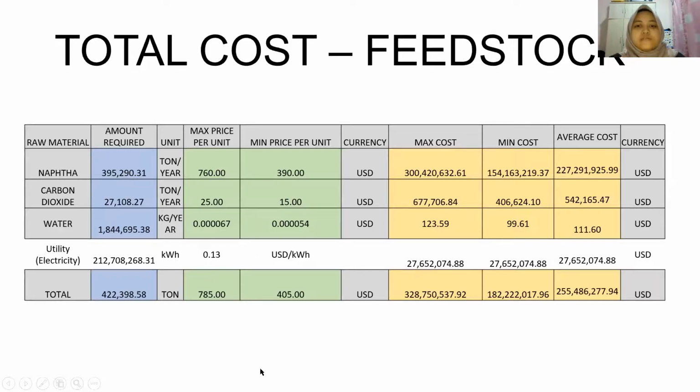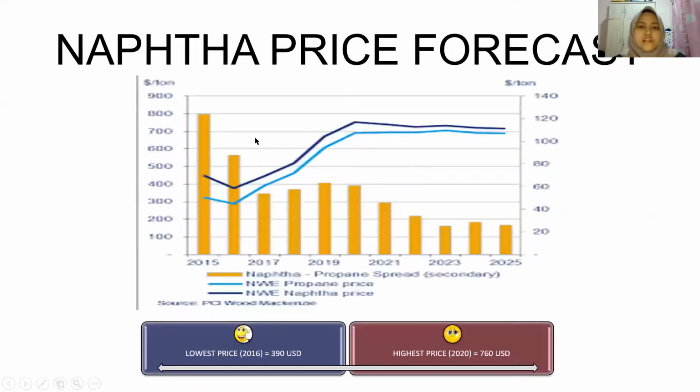So the total cost of our feedstock: the maximum cost is this, the minimum cost is this, and the average cost is around 255,486,277.94 USD. So this is the naphtha price forecast. The forecast is from 2050 to 2025. From this forecast, we can see that the lowest price of naphtha is in 2060, which is 390, and the highest price is 2060 USD.